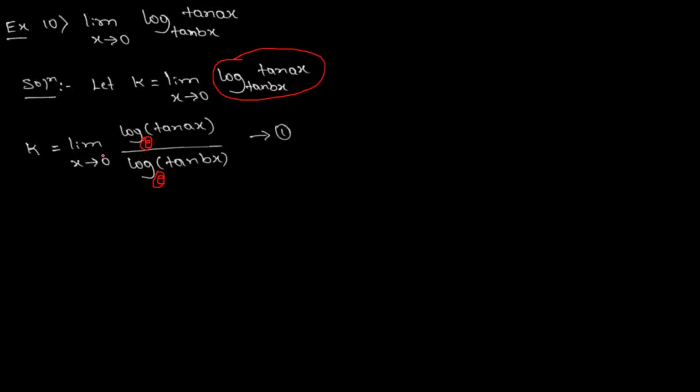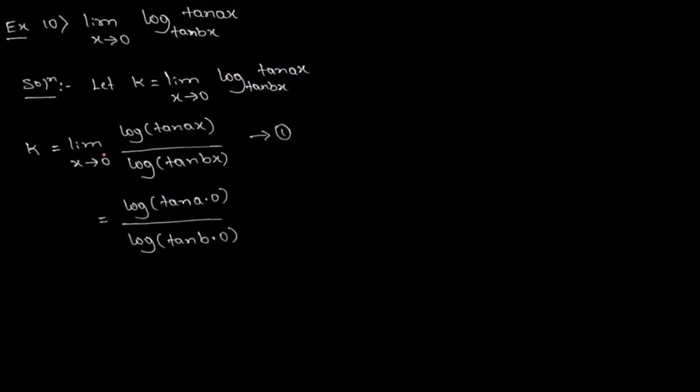Now let us substitute the limit and check whether it is 0 by 0 or infinity by infinity or something else. We have put 0 in the place of x. That means we have applied the limit wherever x is there. And you can observe tan 0 is 0. In the denominator here also we have tan 0 is 0. So what we got, log 0 divided by log 0.